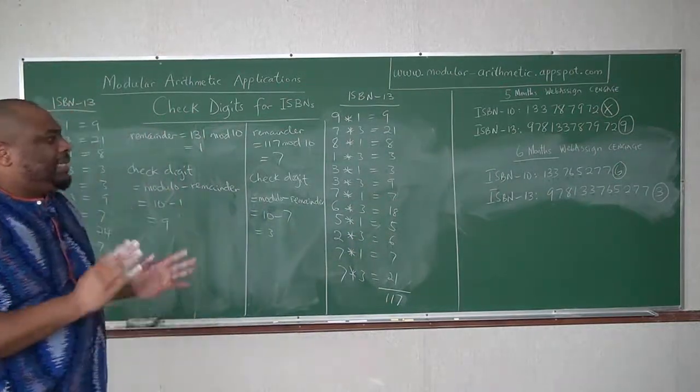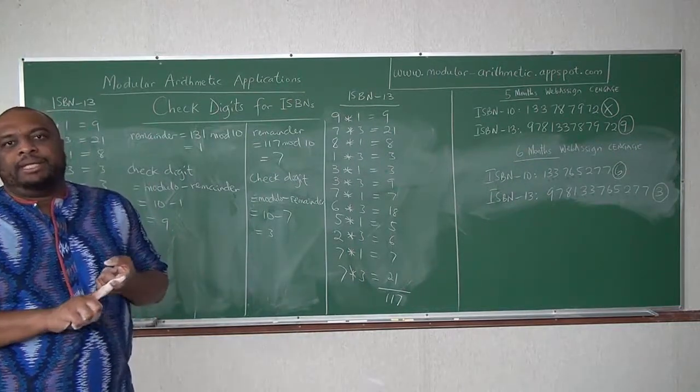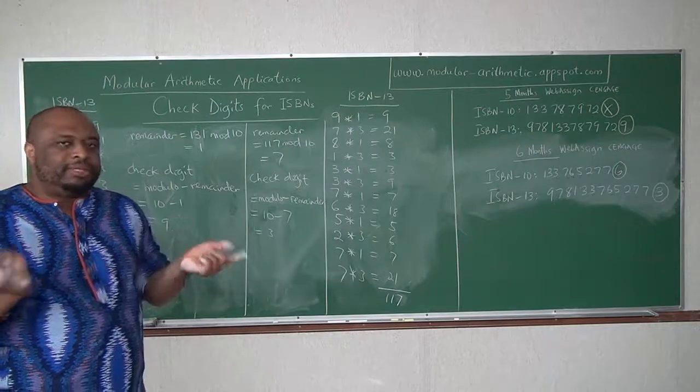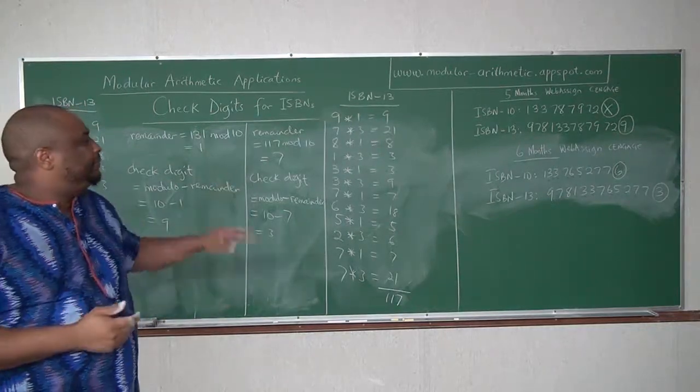So that is how you calculate the check digits. For ISBN-10, you have 2 methods to do it. Use any method you like. For ISBN-13, we discussed 1 method.